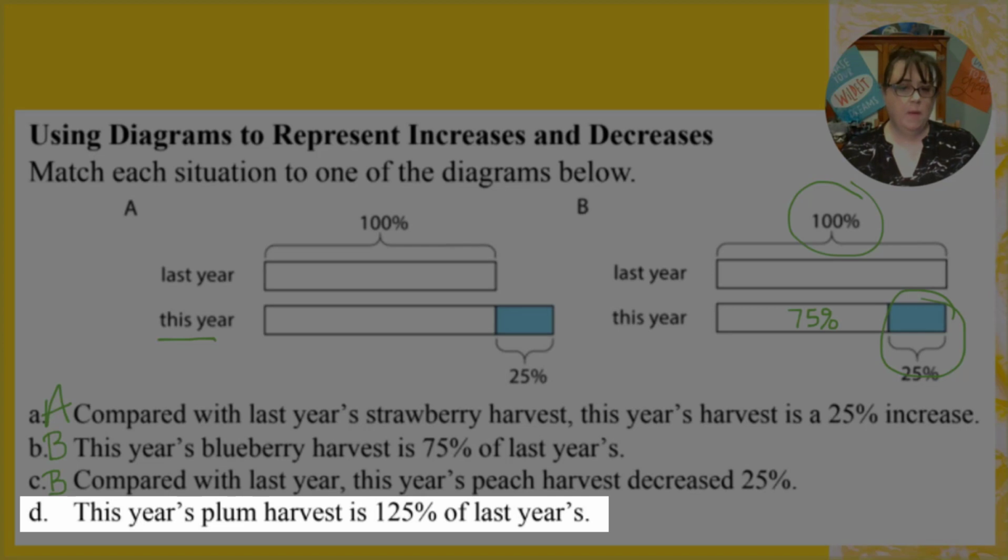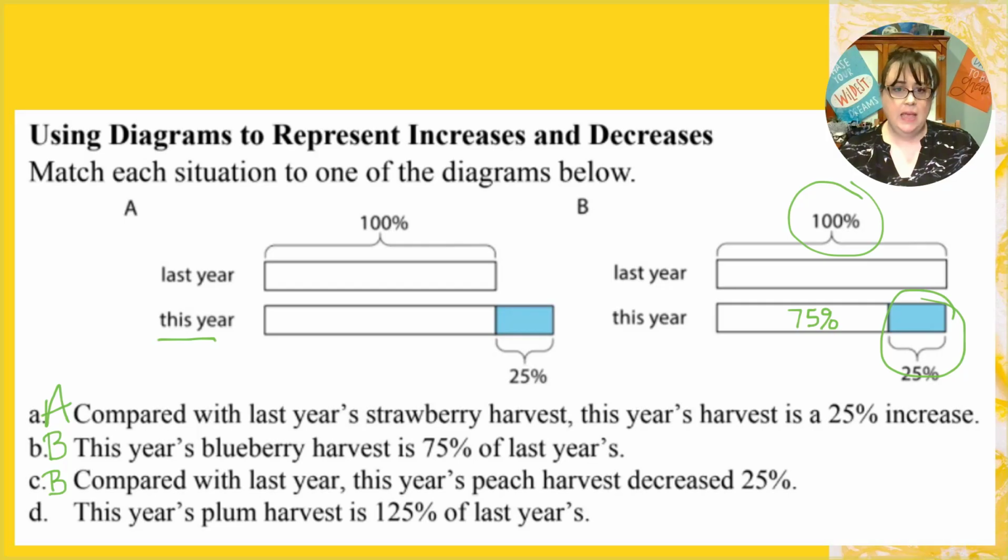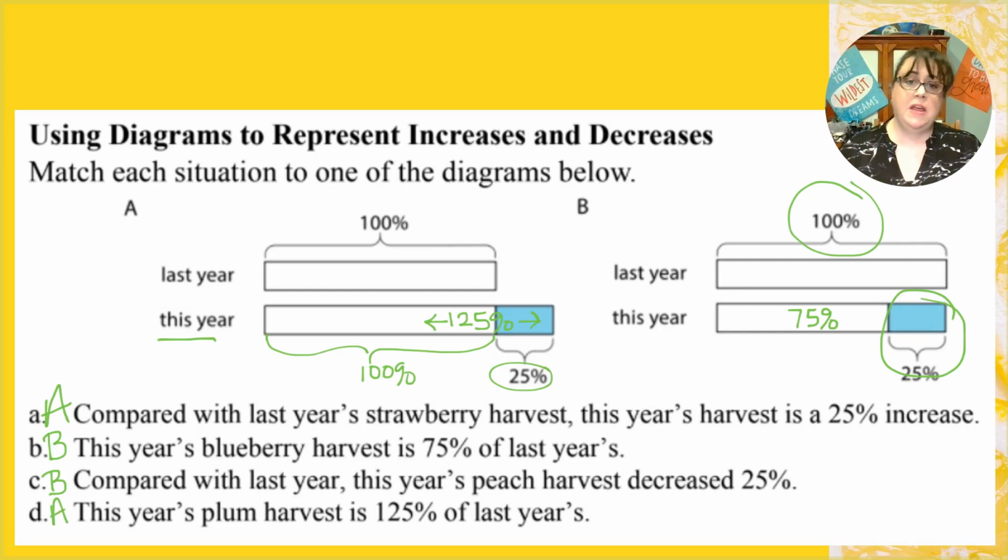And this year's plum harvest is 125% of last year's. That means I have the initial 100% right here and the 25% right here. When I put it all together, I get 125% from edge to edge. So then that must be A. Tape diagrams are nice because they let us see what's really happening in the picture.